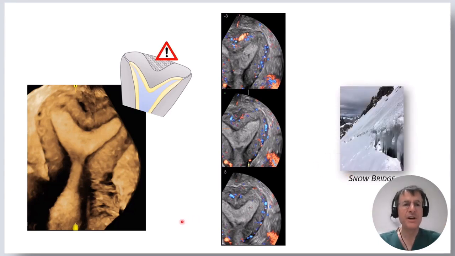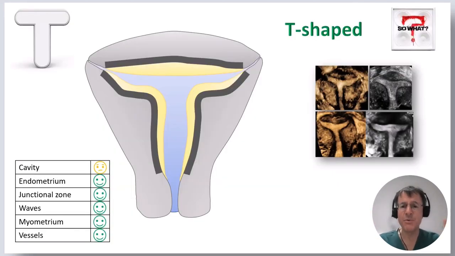That's why just restoring the triangular cavity might be dangerous, because then you go too deep and you resect, if you will, the snow bridge, and that's why we have some cases. We had some cases with rupture through the fundus after septum resection. So be aware of that, and even more with T-shaped uteri.